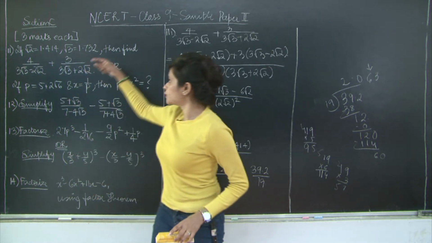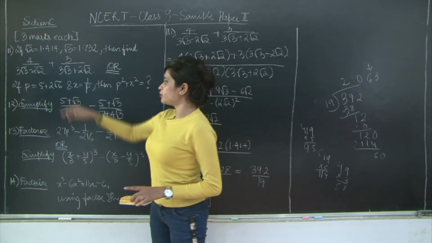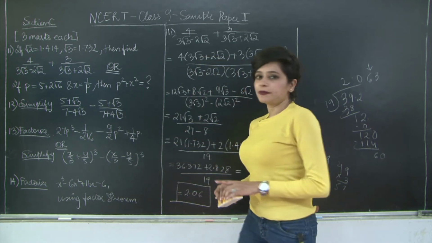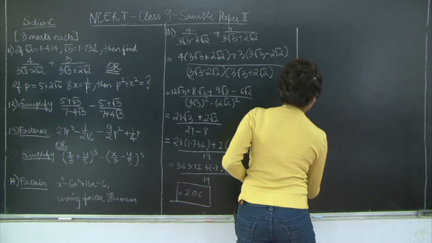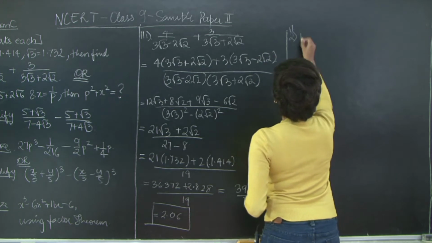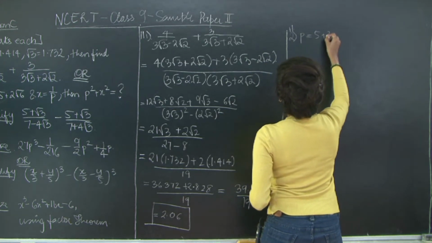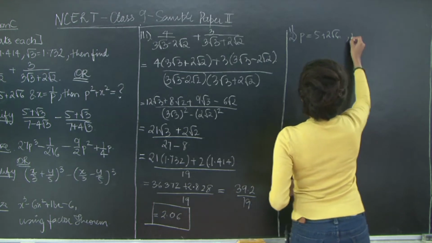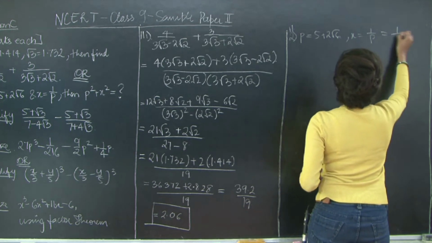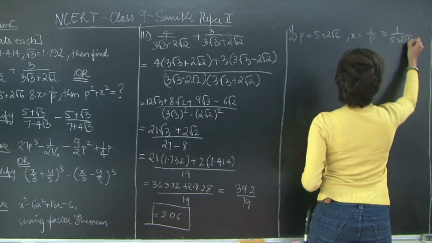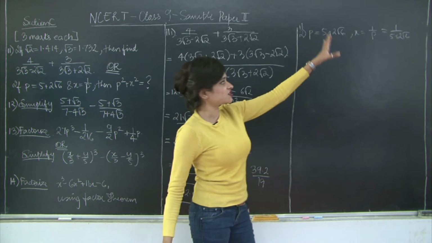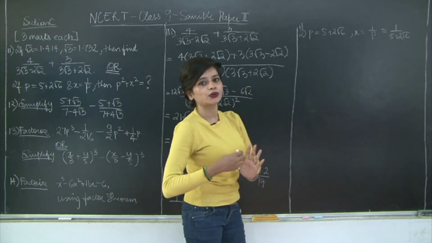But if you do not wish to do this question, then you can do this question wherein you've been given the value of p and x is equal to 1 upon p. We need to find the value of p square plus x square. So the second part, for the 11th one, I have p is equal to 5 plus 2 root 6 and x is equal to the reciprocal of p, that is 1 upon p. That means x is equal to 1 upon 5 plus 2 root 6. Now this is not a real number, right? So what we are going to do is we are going to rationalize it.